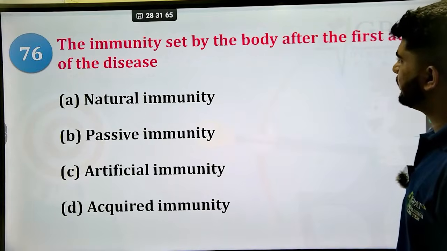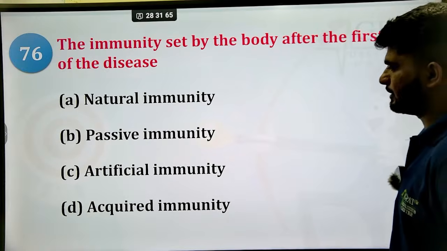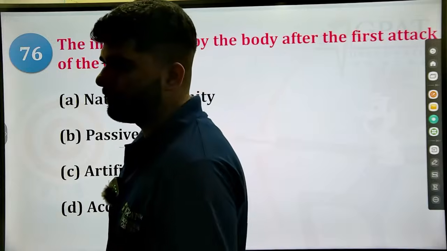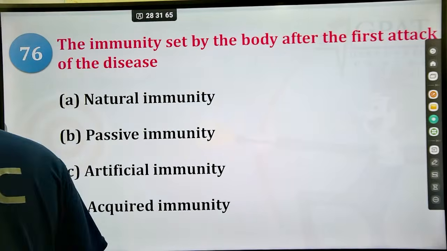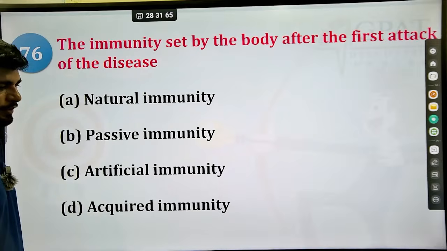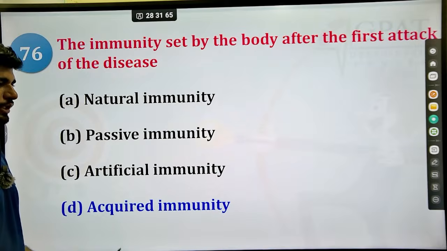So the immunity set by the body after the first attack of the disease. After the first attack of the disease, is it your natural immunity, passive immunity, artificial immunity, or acquired immunity? Anyone? That is nothing but your acquired immunity. Okay.